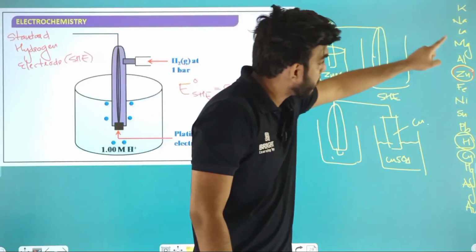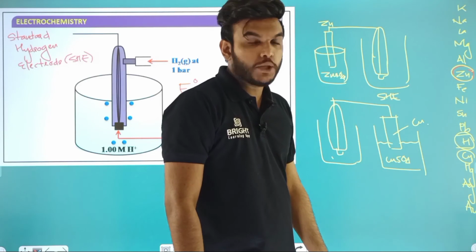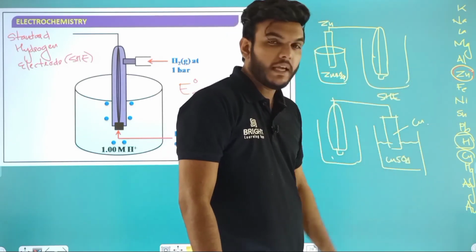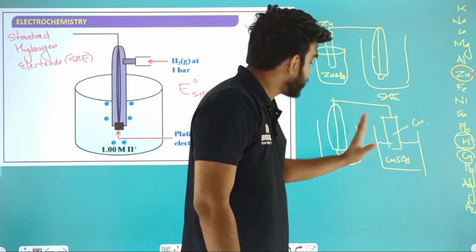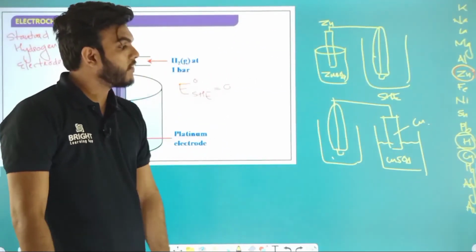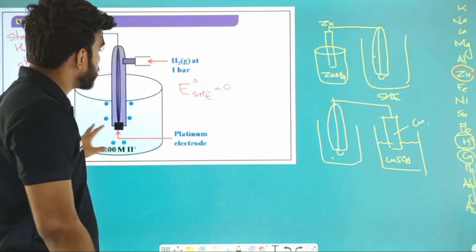So if you are given zinc and the SHE, the zinc will act as an anode and the SHE will act as a cathode, because top will be anode, bottom will be cathode. And if it is hydrogen and copper, the SHE will act as an anode and the copper will act as a cathode. And you have to know, this is the actual representation of SHE.